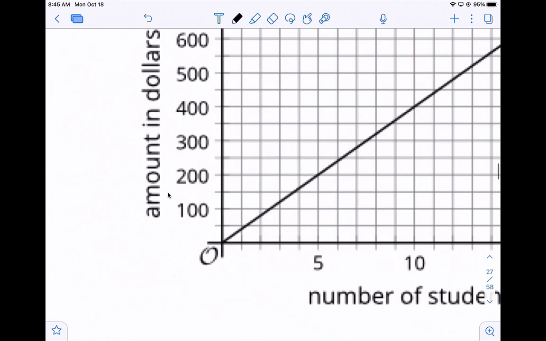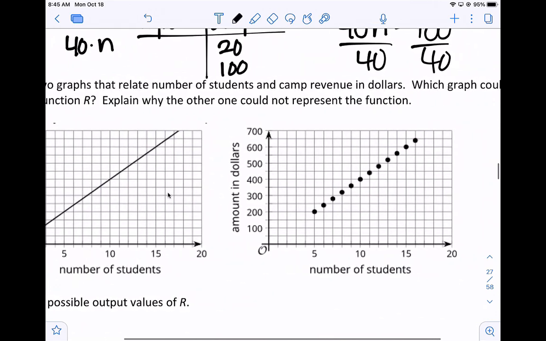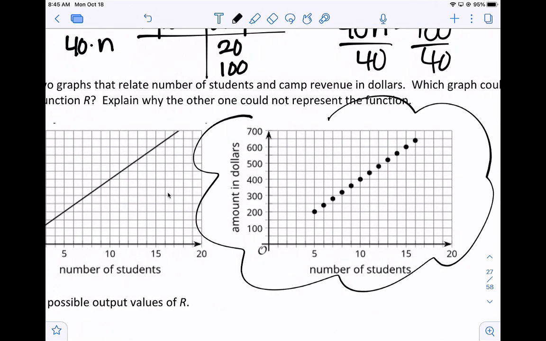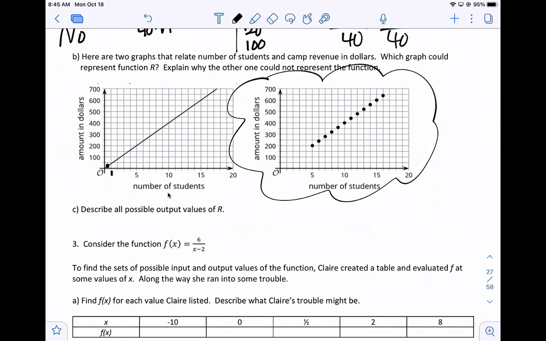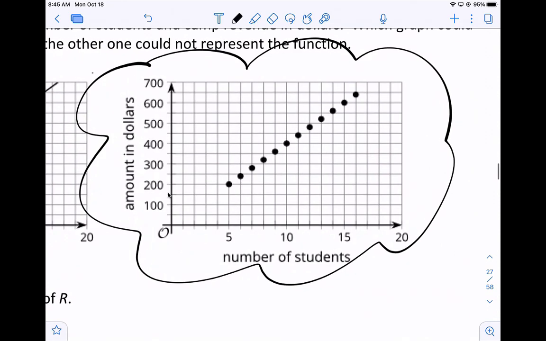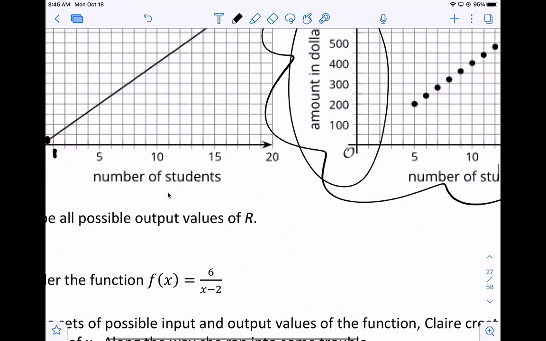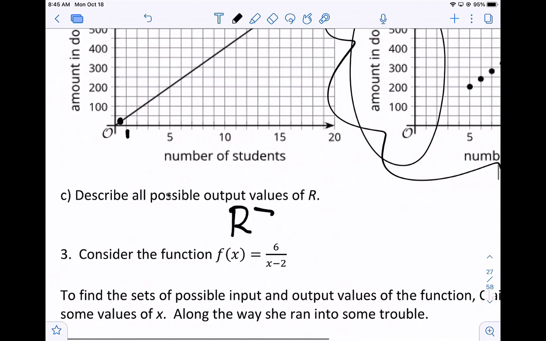So right here, if you notice, we have fractional numbers of students. If this is 1, you have half a student there, and you know that wouldn't work. So this graph would have to be the accurate one for this situation, just because you can't have part of a student. Describe all possible output values of R. It's going to be an amount in dollars. So we could say R is greater than or equal to 0.